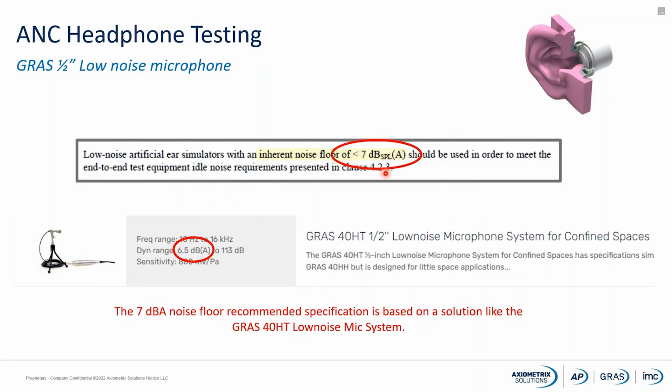So let's look at why the standard is mentioning this 7 dB SPL-A figure. Well, basically, it's based on a system like this, like the GRAS 40HT.